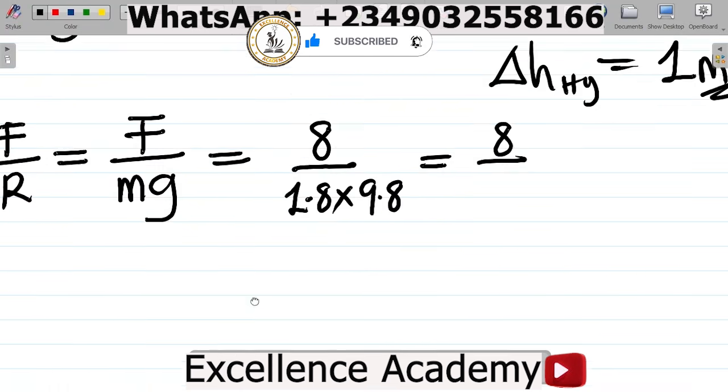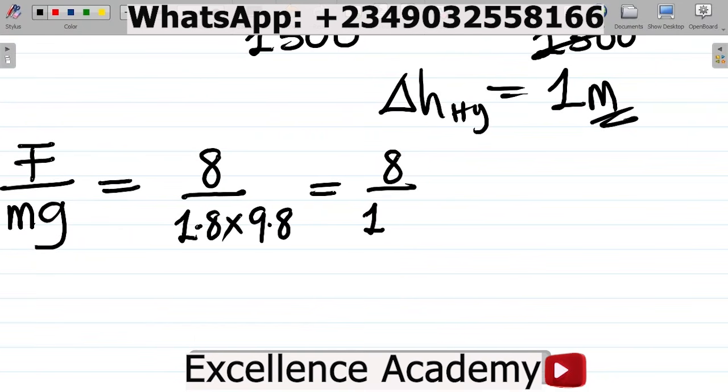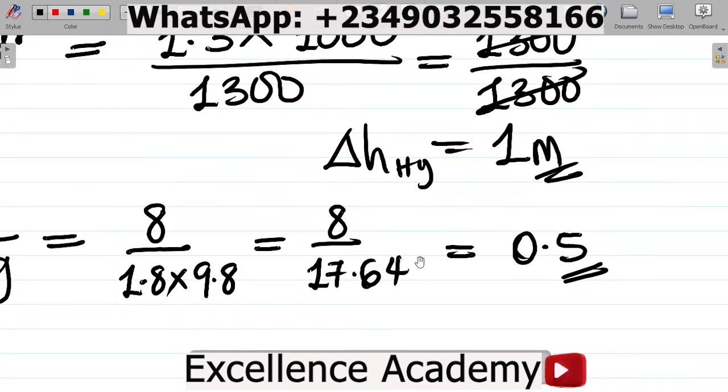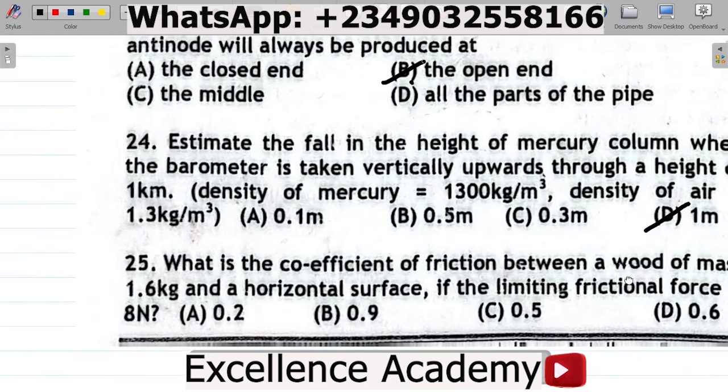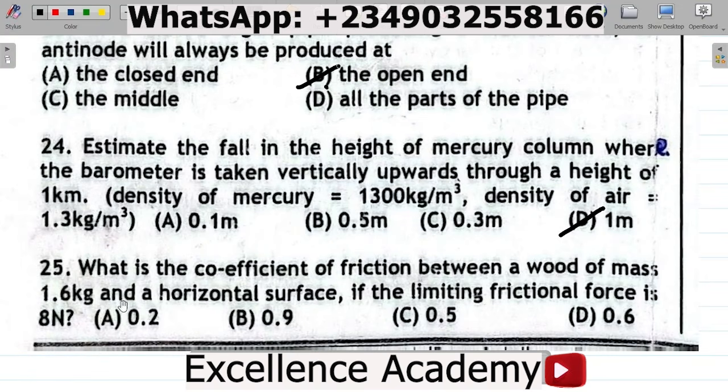And that's about 17.64. So I have 17.64. If I do the division, 8 all over 17.64, that's about 0.45, approximately 0.5. That's my answer. So let's see if we have any option as 0.45 or 0.5. Okay, so looking at the options, we can see that the correct answer here is C, 0.5. And of course, this has no units. You want to take note that the coefficient of friction has no SI units, so it's just 0.5.